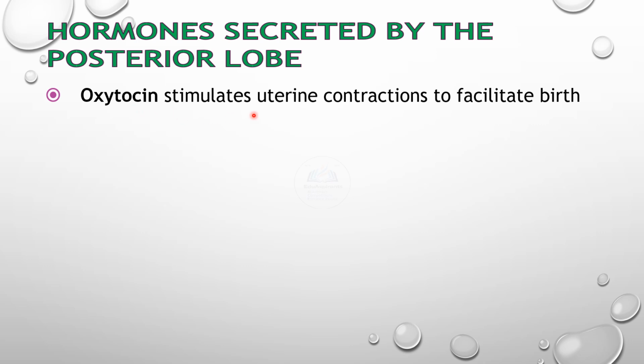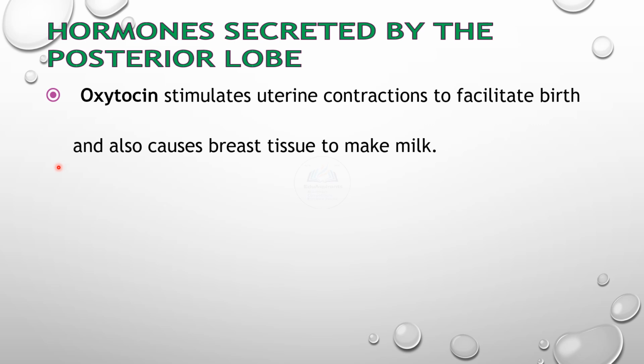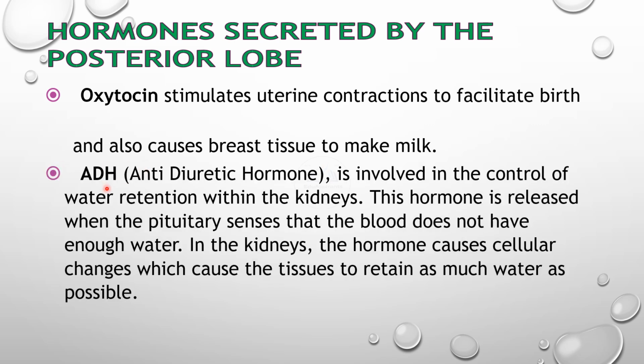Hormones secreted by the posterior lobe. Oxytocin stimulates uterine contractions to facilitate birth and also causes breast tissue to make milk. ADH, anti-diuretic hormone, is involved in the control of water retention within the kidneys. This hormone is released when the pituitary senses that the blood does not have enough water. In the kidneys, the hormone causes cellular changes which cause the tissues to retain as much water as possible.